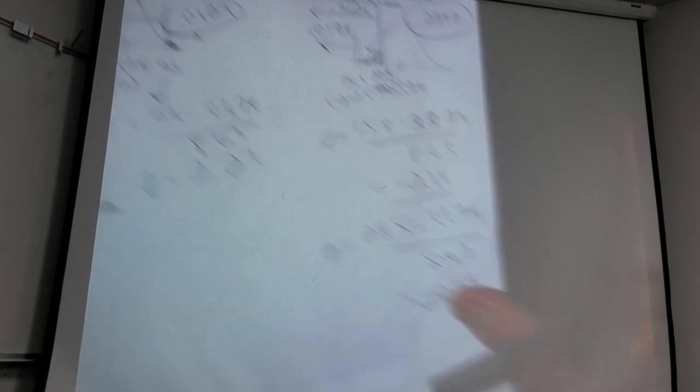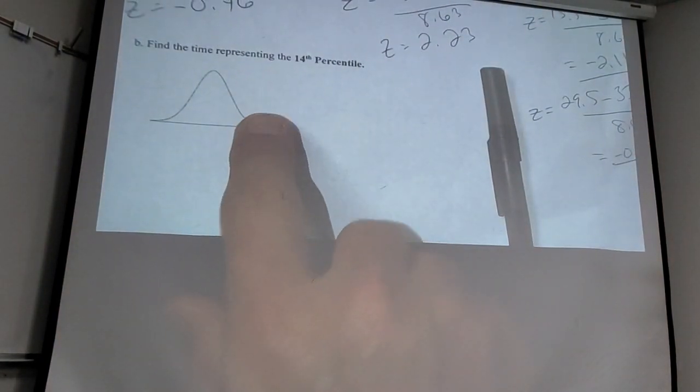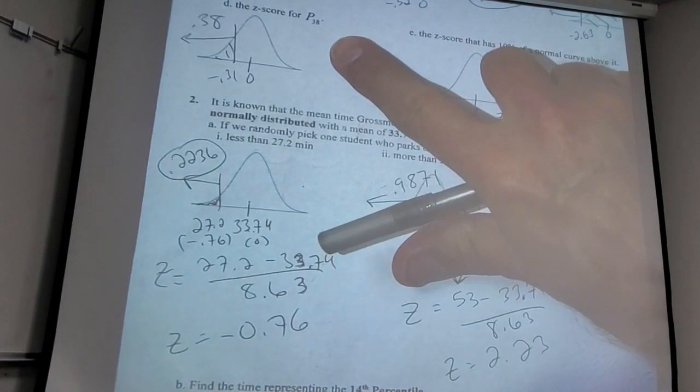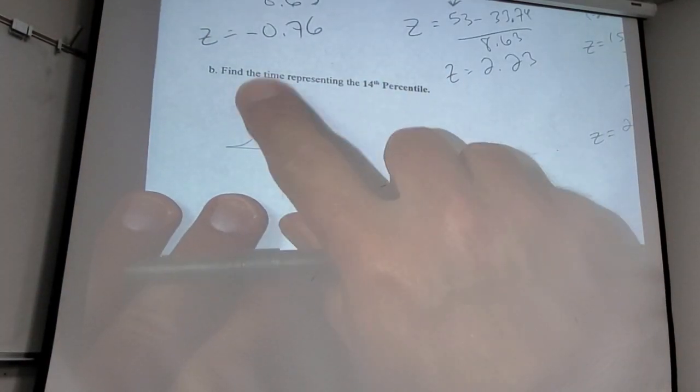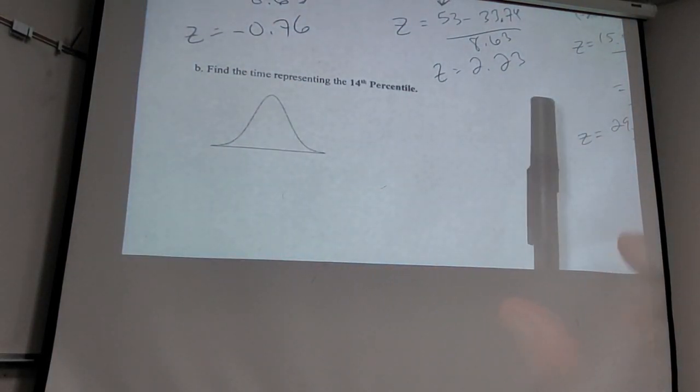Let me talk about something related to this question. This is just like part D above, exactly, because it's the 14th percentile, but now I want to find the time that represents the 14th percentile. So take a minute, can you figure out the z-score that's the 14th percentile?